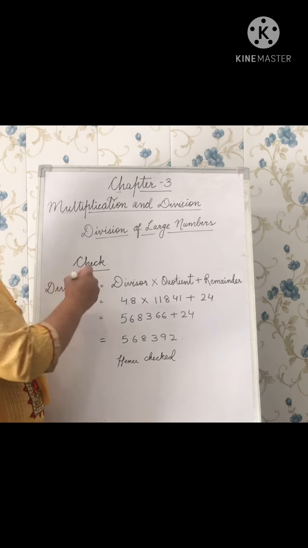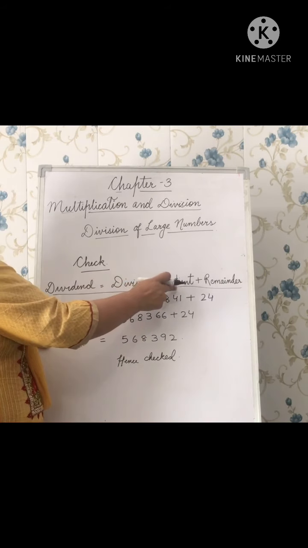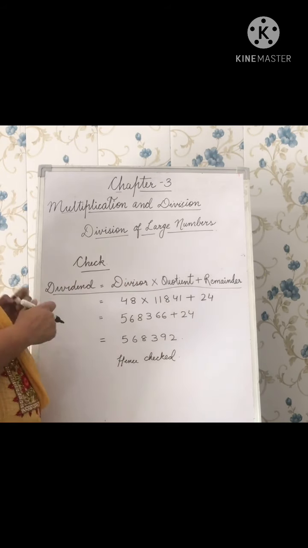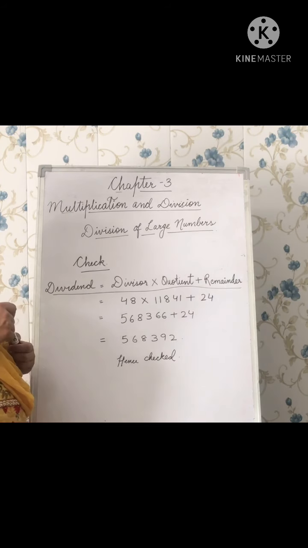This is the formula by which we can check. अगर हमारा डिवाइजर को मल्टीप्लाई करके क्वोशिएंट के साथ और हम रिमाइंडर को प्लस कर देते हैं, that is equal to dividend, it means our answer is correct.